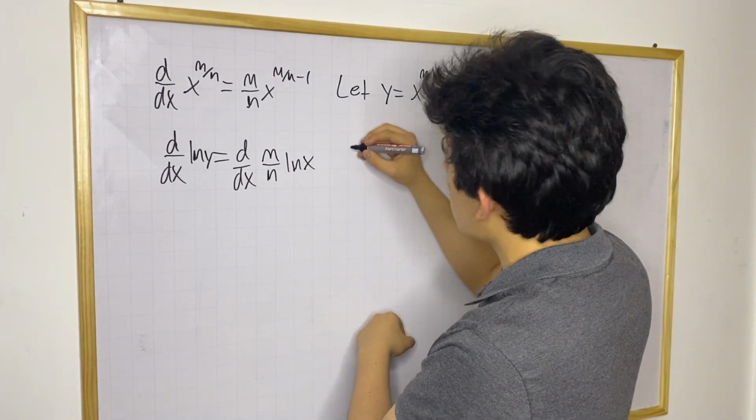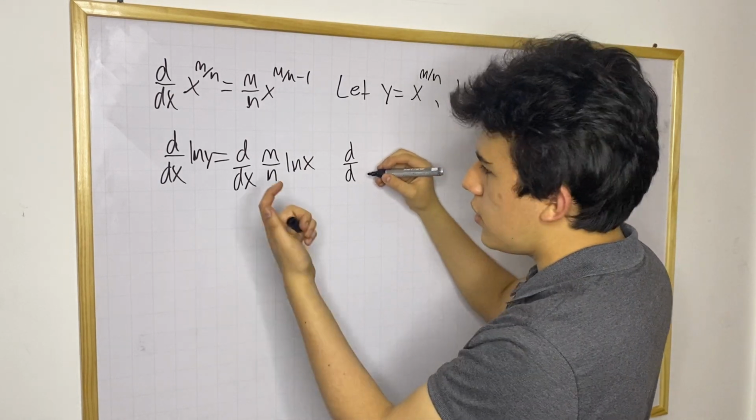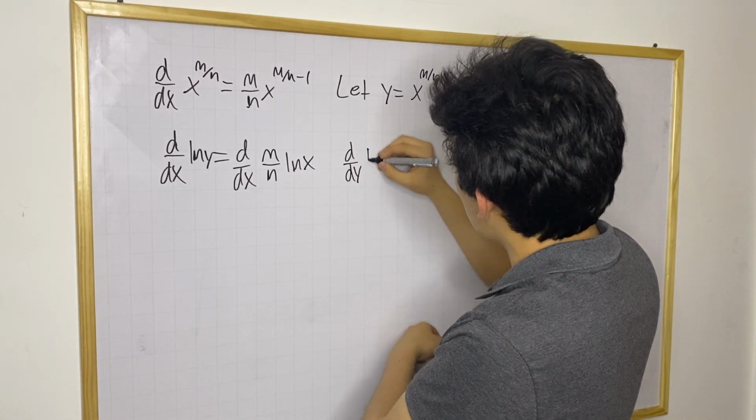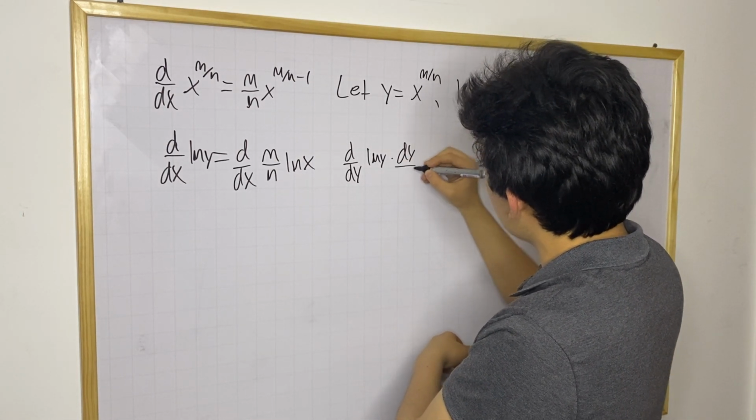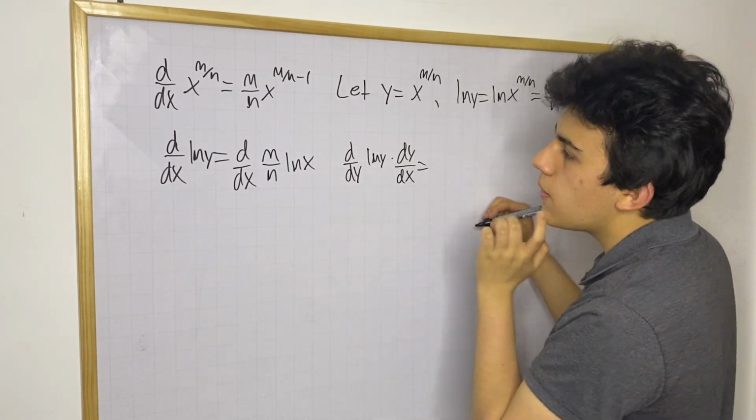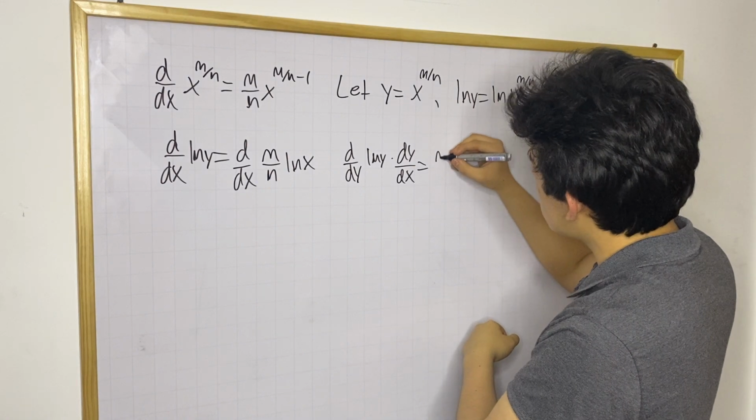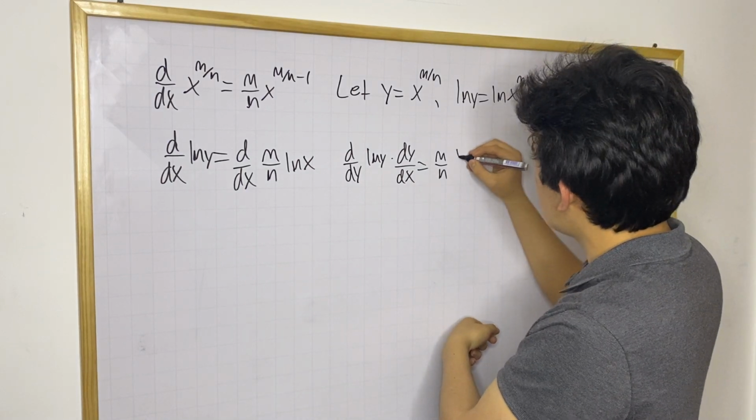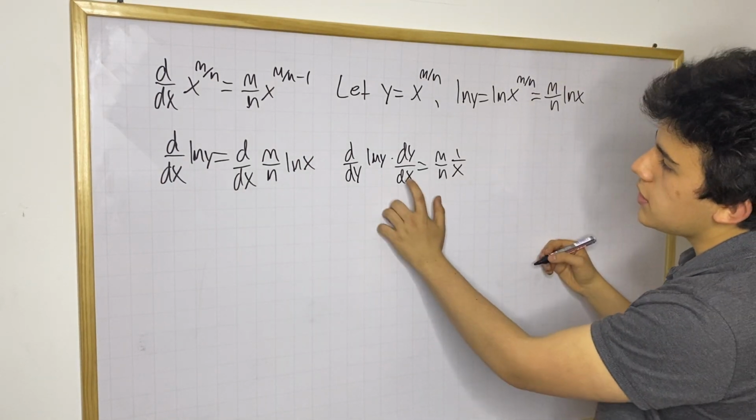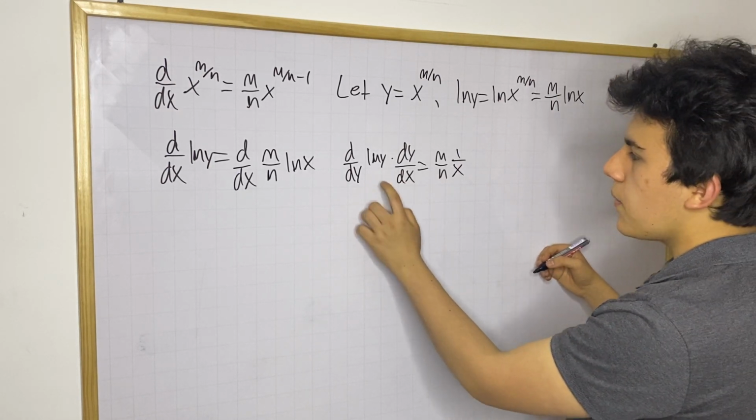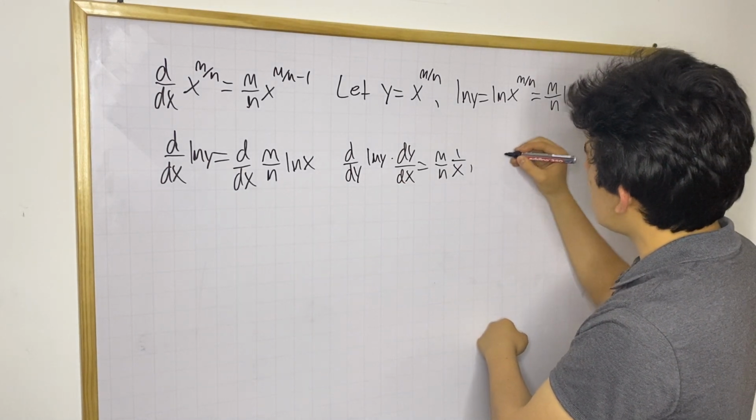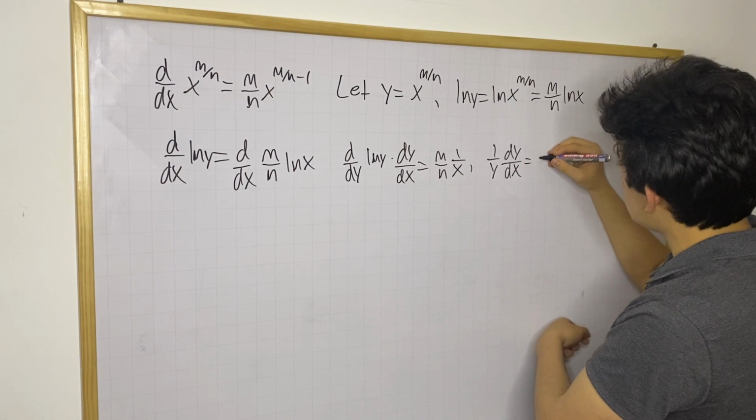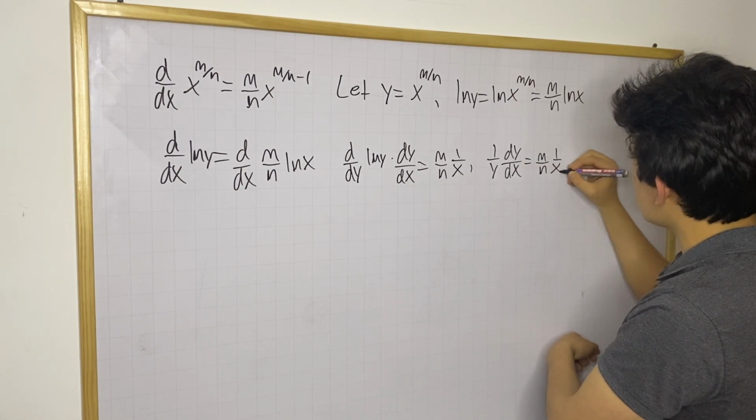So let's do that. I'm just going to show you the chain rule explicitly. So d over dy of ln y times dy over dx is going to be equal to, now we know that this derivative is going to be m over n times the derivative of ln x, which we know is going to be 1 over x. And now we just simply need to solve for dy over dx. So we know the derivative of ln y is going to be 1 over y times dy over dx, and this is going to be equal to m over n times 1 over x, okay?